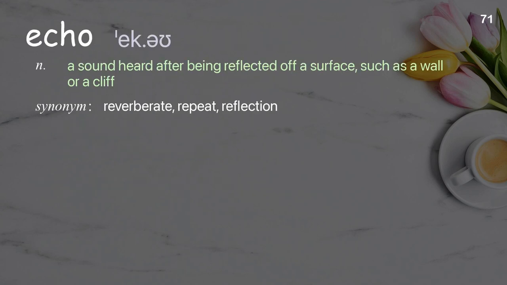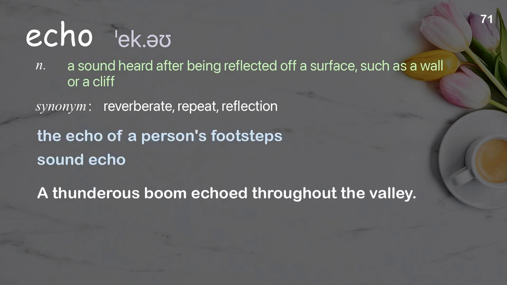Echo: a sound heard after being reflected off a surface, such as a wall or a cliff. Examples: The echo of a person's footsteps. Sound echo. A thunderous boom echoed throughout the valley.